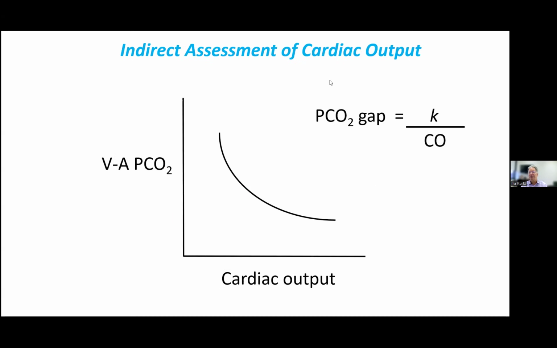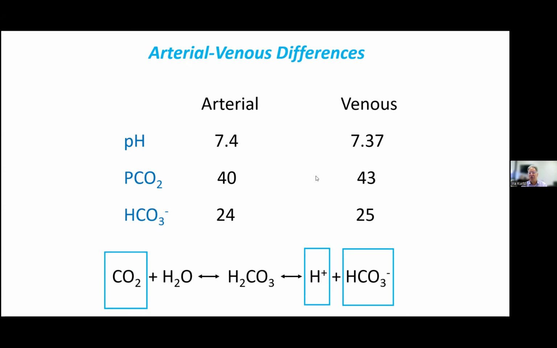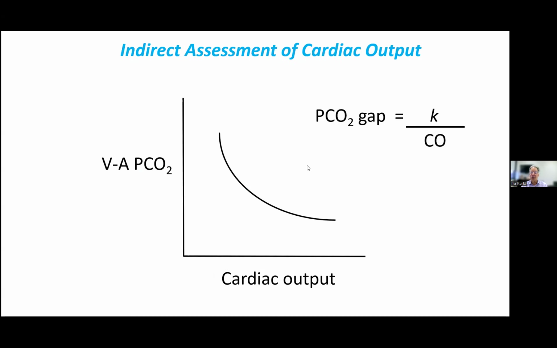Now, this difference in the PCO2 between the venous and arterial blood, which I showed here was above 3 millimeters of mercury, has been known for years and years to vary with the cardiac output. So as the cardiac output drops, the difference between the venous and arterial PCO2 increases. And people actually used to, in the 1950s and 60s, look at the AV PCO2 difference to assess someone's cardiac output, because the cardiac output times this gap is a constant.